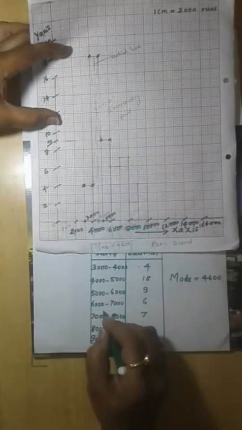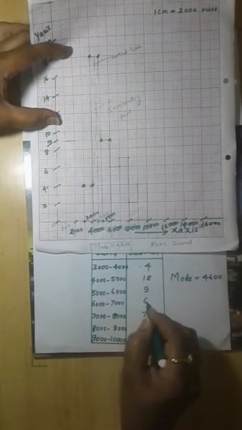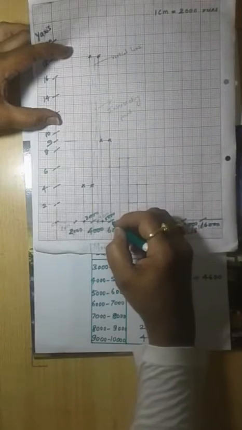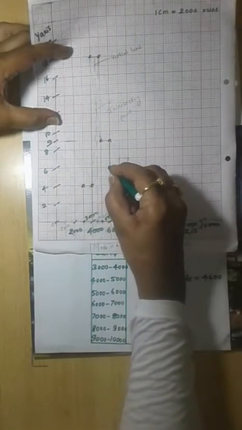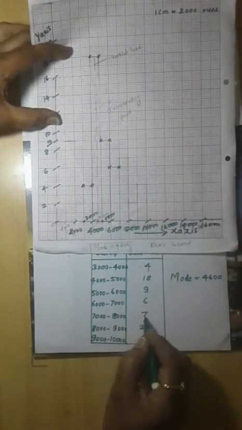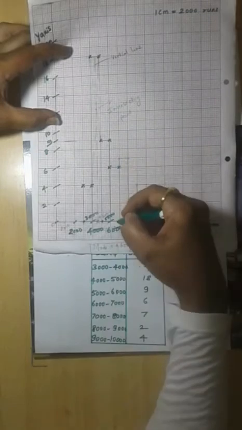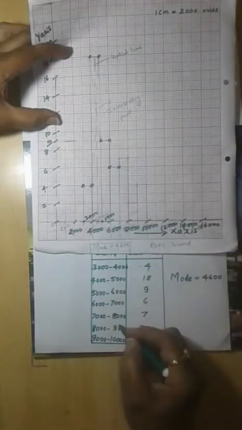Similarly, next will be 6000 to 7000, it is 6. So here the point is 6 up to 7000. Similarly, 7000 to 8000, it is 7. So this is 7000 and this is 8000. So the value is 7. So this point is 7.